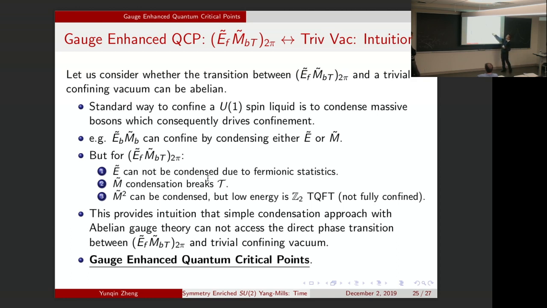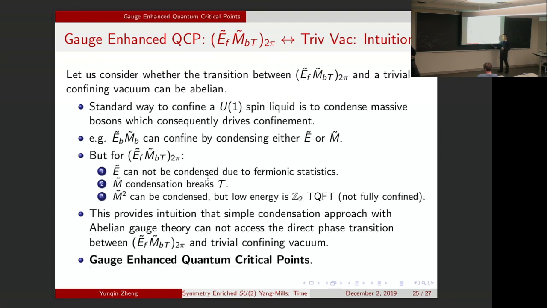We know that this is a deconfinement to confinement transition, and usually such a confinement transition is driven by condensing some bosons. For example, if we start with EBMB, where both E and M are bosons, we can either condense E, which consequently confines M, or condense M, which consequently confines E, and give us the trivial phase. But for the EF MT, we cannot do so. It's simply because E is a fermion, so we cannot condense it. M is a Kramers doublet, so condensing M will break time reversal.